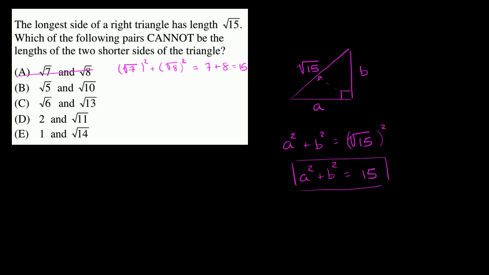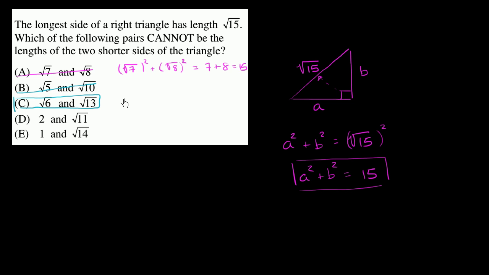Now let's look at square root of 5 and square root of 10. Well, if you square the square root of 5, you get 5. If you square this, you get 10. 5 plus 10 is 15. So these could be the lengths of the two shorter sides. Now, square root of 6 squared is 6. Square root of 13 squared is 13. 6 plus 13 is 19. So these could not be the lengths of the two shorter sides.